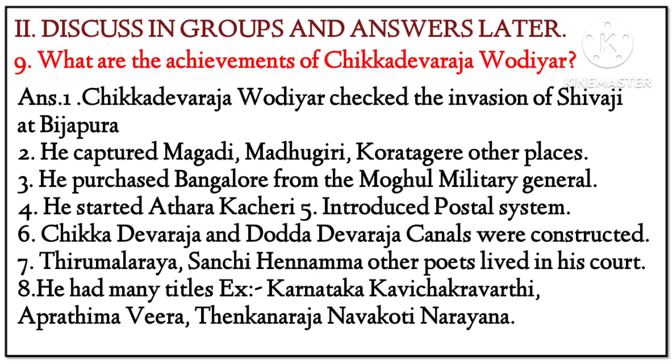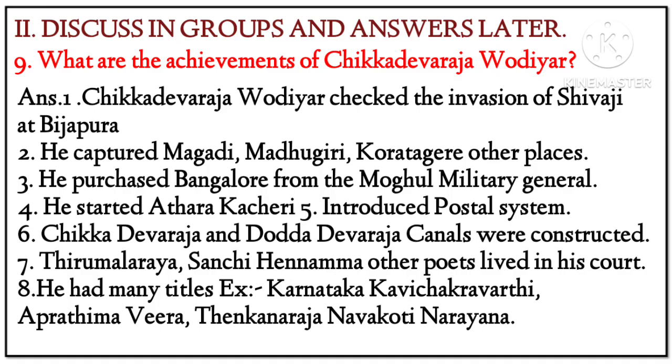Question number 2. Discuss in group and answer. Ninth one: What are the achievements of Chikkadevaraja Wodeyar? Answer: Chikkadevaraja Wodeyar checked the invasion of Shivaji at Bijapur. He captured Magadi, Madugeri, Koratagere and other places. He purchased Bangalore from the Mughal military general.